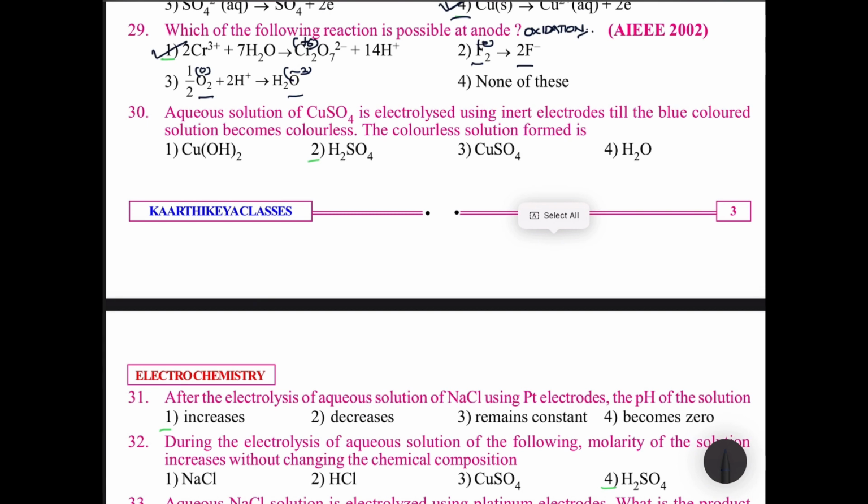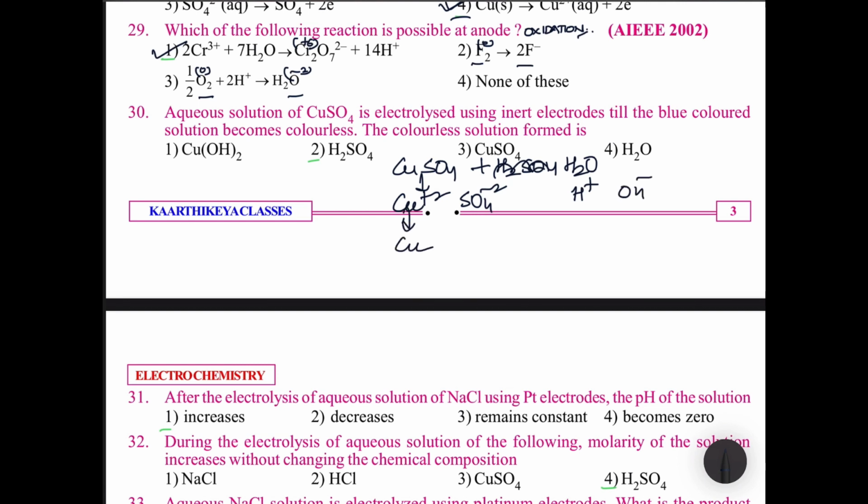Aqueous solution of copper sulfate is electrolyzed using inert electrodes till the blue colored solution becomes colorless. The colorless solution formed is... what is actually happening here? Copper sulfate and sulfuric acid, correct? Sorry, not sulfuric acid. We are using water. Sorry for this. Copper sulfate gives you the ions copper +2 and sulfate. Water gives you ions H plus and OH minus. Copper +2 is converted to copper at cathode. At anode, OH minus is converted to O2. Remaining is H plus and SO4 minus 2. These will be converted to H2SO4.